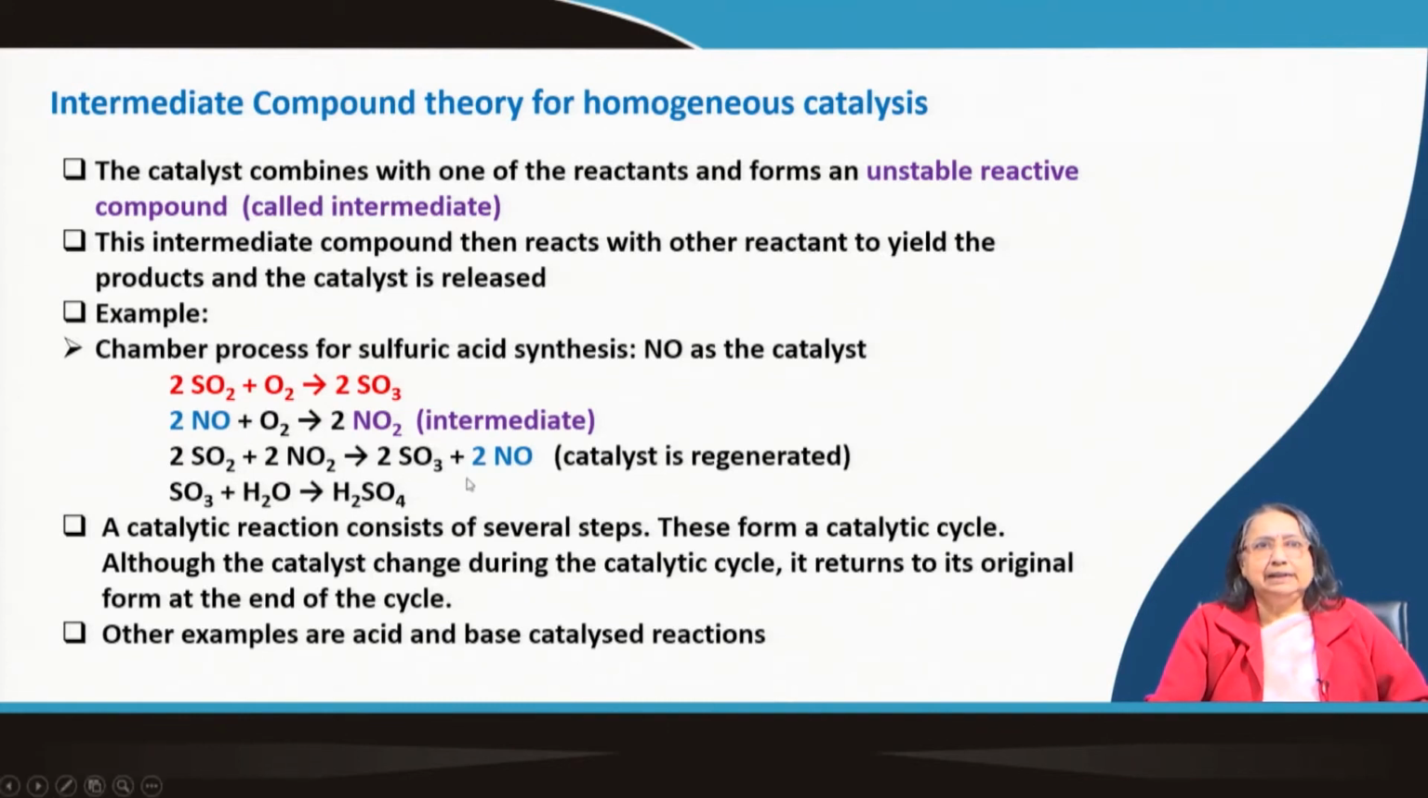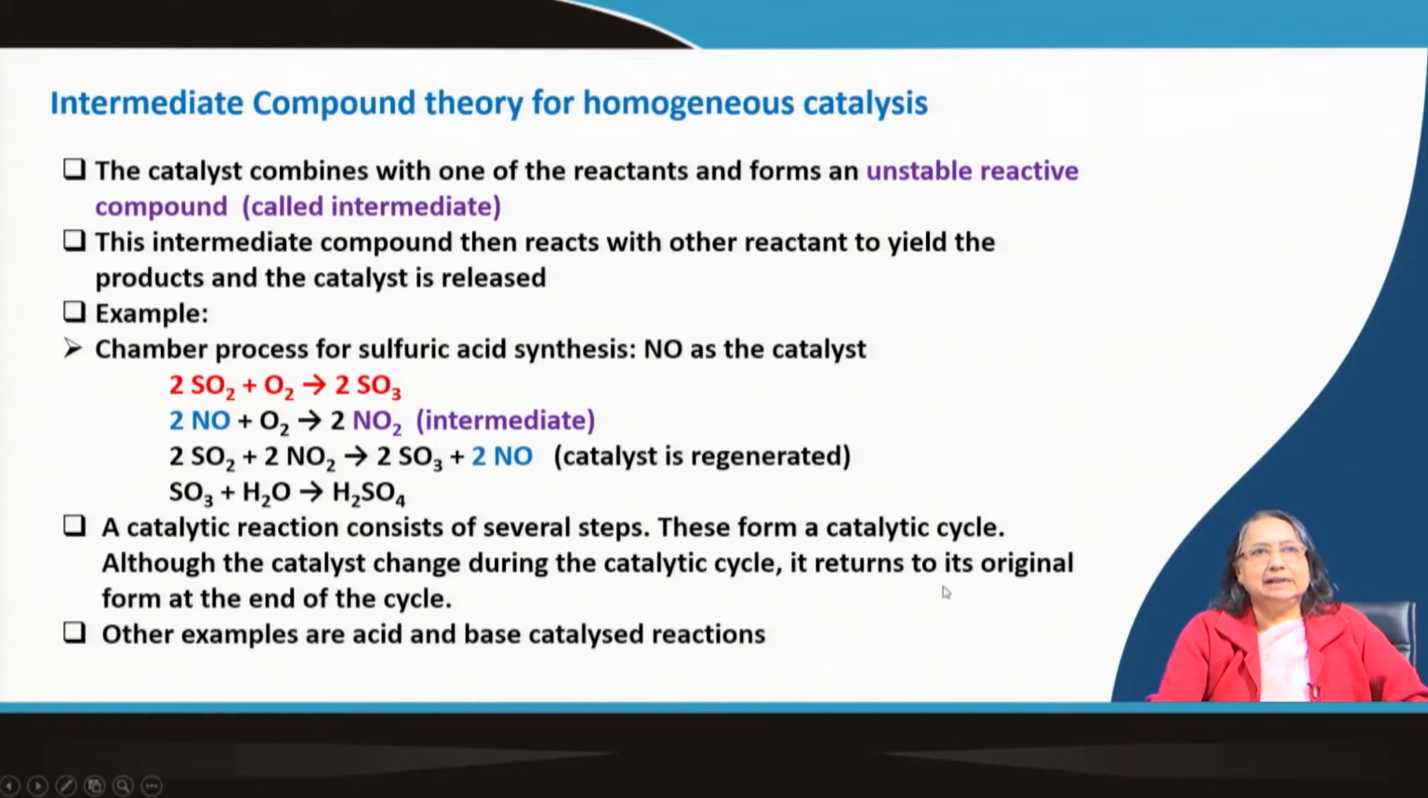Now you can see here what is written: intermediate compound. In the last case it was an ion, here it is a compound. So, some intermediate should be formed. In homogeneous catalysis, this is the common mechanism. A catalytic reaction consists of several steps. These form a catalytic cycle. So, when there are several steps, if you think of all the steps together, it is a catalytic cycle. Although the catalyst changes during the catalytic cycle, it returns to its original form at the end of the cycle.